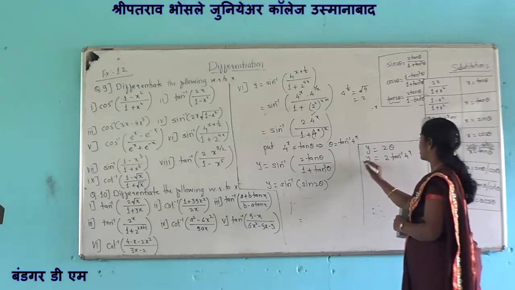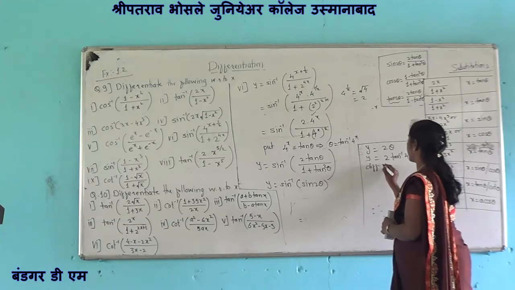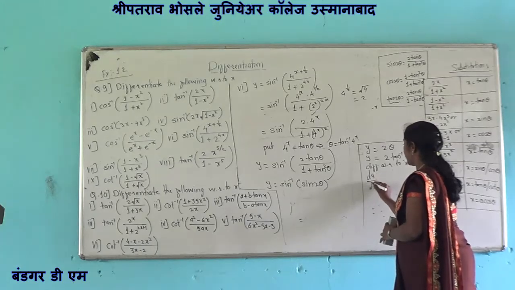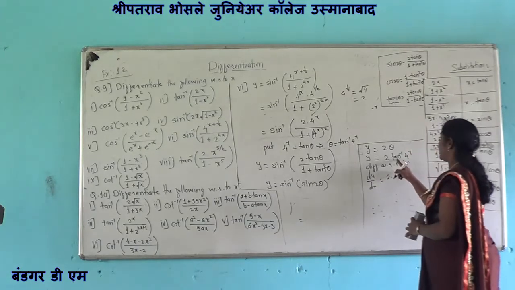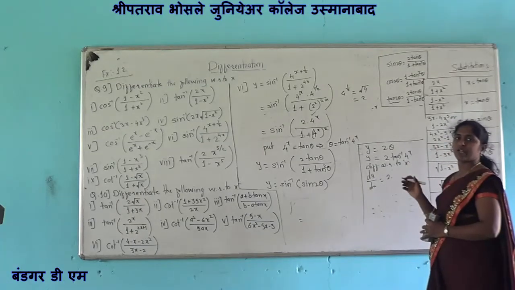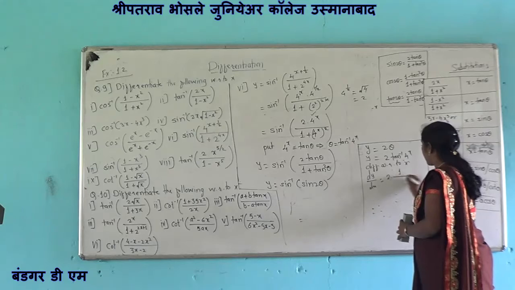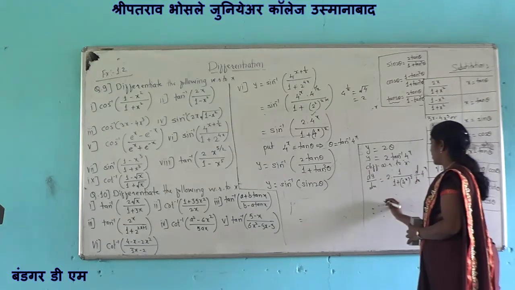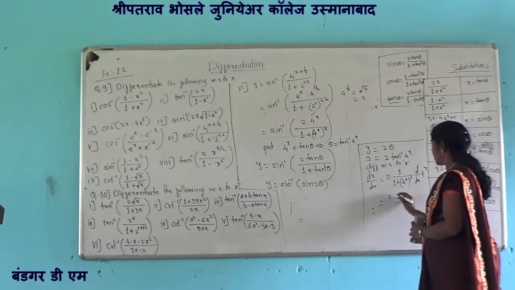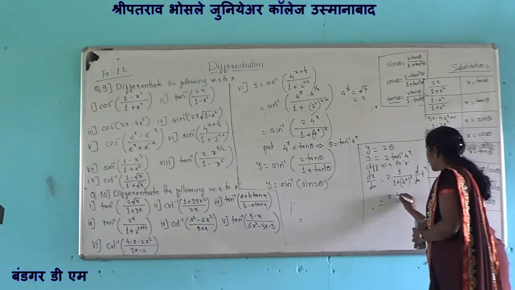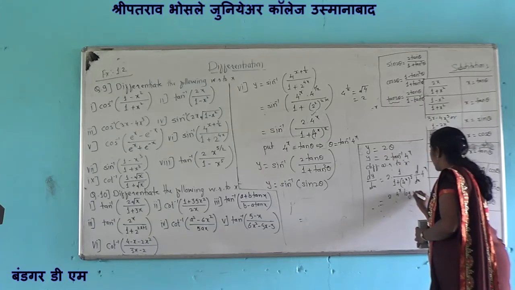Now differentiating y with respect to x, we get dy by dx is equal to 2 as it is, derivative of tan inverse of 4 raised to x. The derivative of tan inverse x is 1 upon 1 plus x square. So 1 upon 1 plus (4 raised to x) square into d by dx of 4 raised to x. And the derivative of a raised to x is a raised to x into log a. So 4 raised to x log 4.